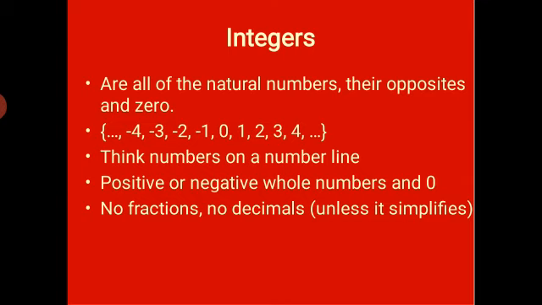Which means that the set of integers has nothing like a fraction inside. 1 over 2 is not an integer. 3 over 6 is not an integer. But when you have 6 over 3, it will simplify to 2. So that one becomes an integer. You have to take note of that.